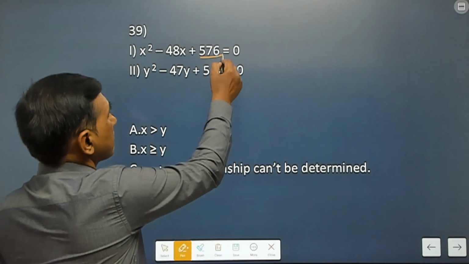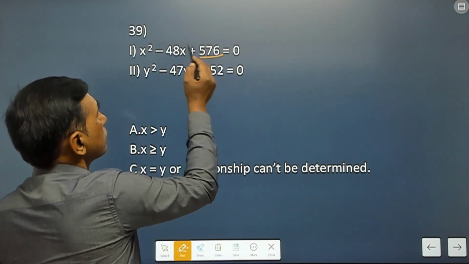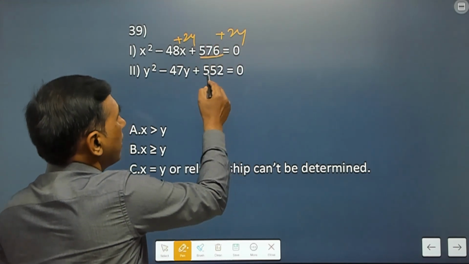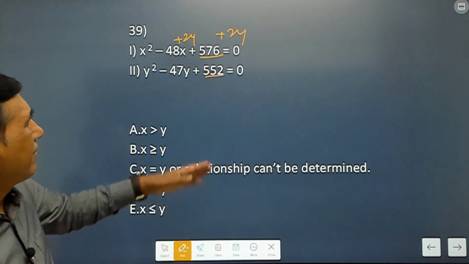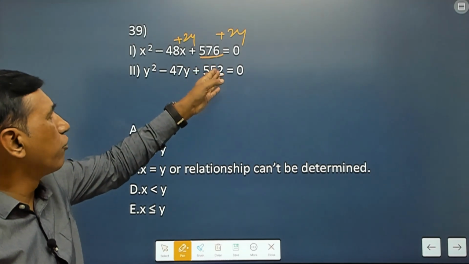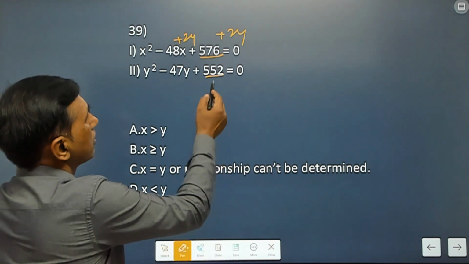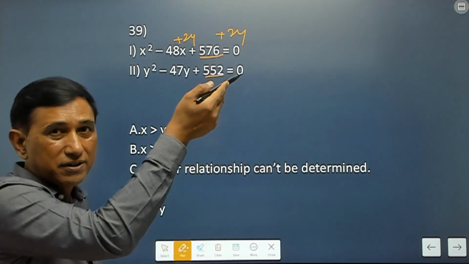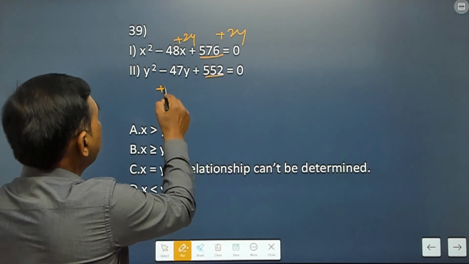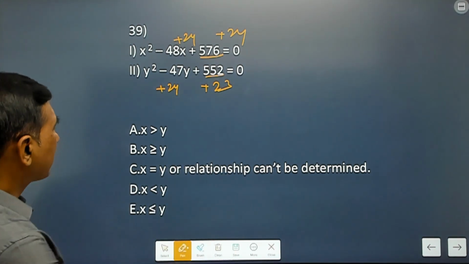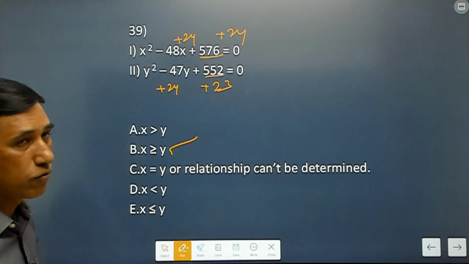Again, 576 is 24 square. So this will be plus 24, plus 24. Here, again, 24 and 23 maybe, because it is near to 576 only. So here will be 24 and 23. So x is greater than or equal to y.